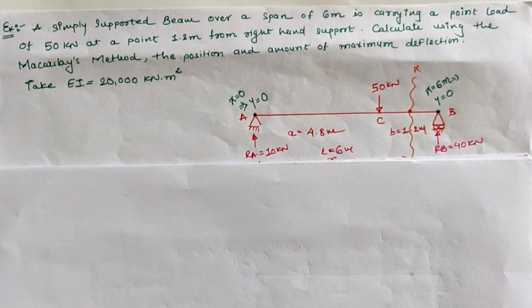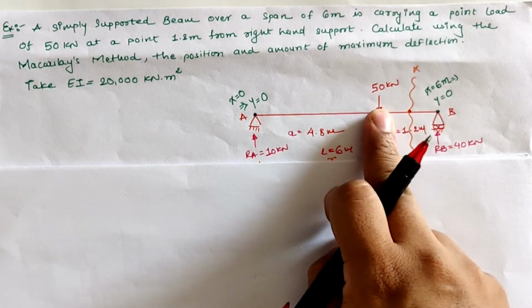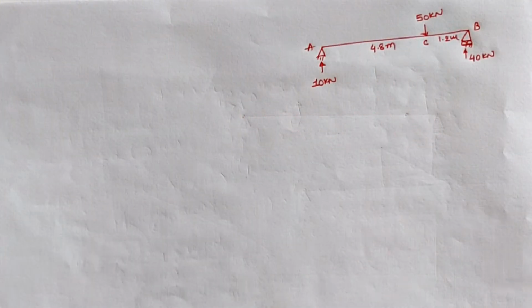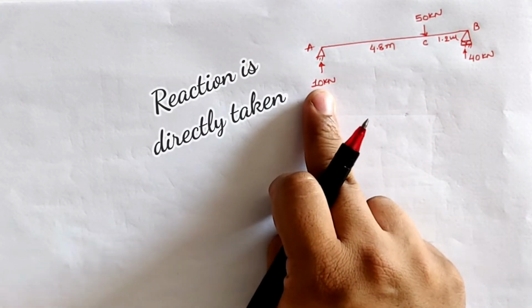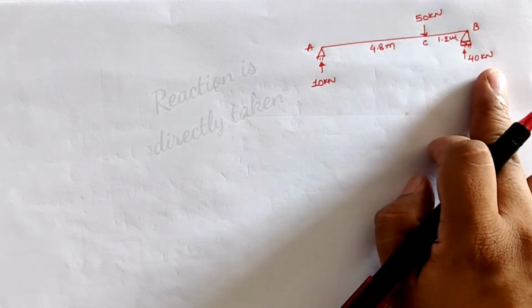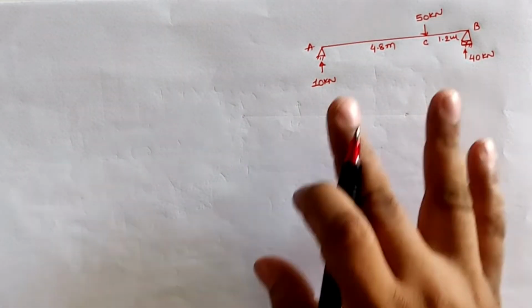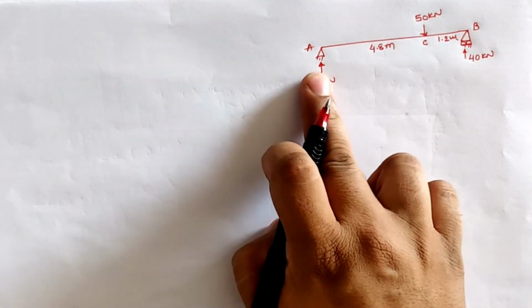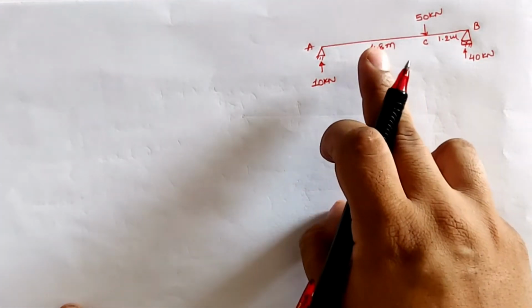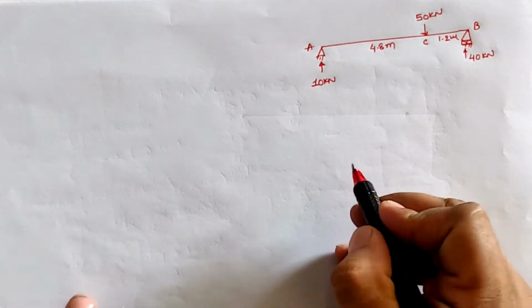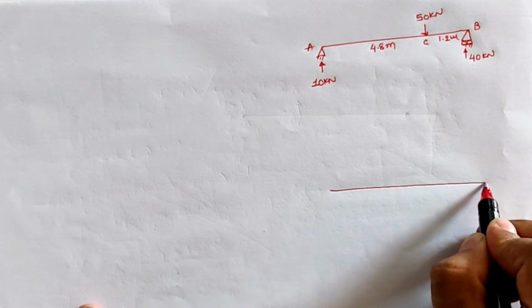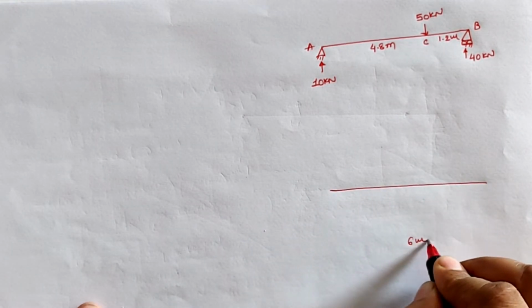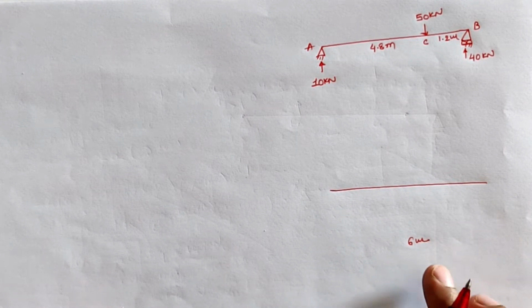So let us convert this given beam into the conjugate beam. According to the given loading, our support reaction at location A is 10 kN and at support B is 40 kN. First of all we have to convert this beam into the conjugate beam, and we know that hinge support becomes hinge and roller support becomes roller, so there is no change in the hinge and roller support. The length of the conjugate beam is 6 meter. According to the definition, length does not change.